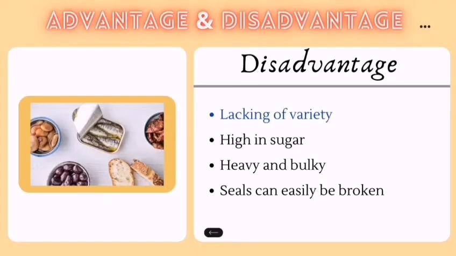While for the disadvantages, the first one is canned food is lacking in variety. The second one is canned food is high in sugar. The third one is filled canning jars are heavy and bulky. And the last one is the seal can easily be broken.